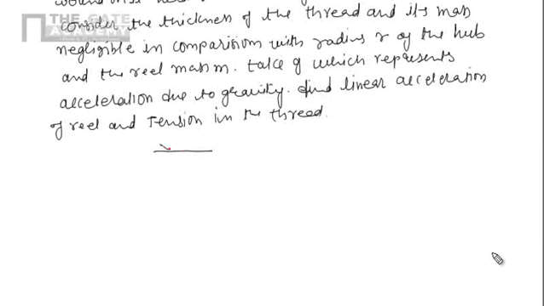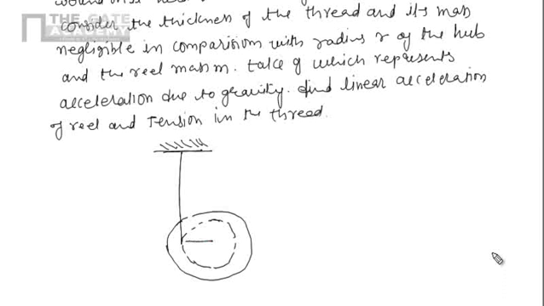So first I would like to draw the diagram. This one is the ceiling. Here the thread is attached, and on this thread we have a reel of mass m, and this distance is r. So this one is the reel, this one is the thread, and this one is the radius, that is r. We will consider two kinds of motion here, linear motion and rotatory motion.